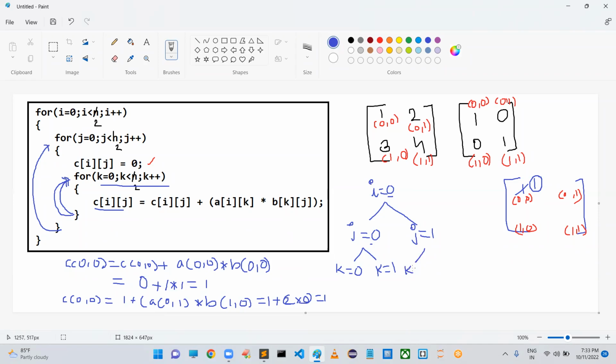What is the first time? K is equal to 0. Now calculate C of 0, 1, is equal to the initial value 0 plus A of i, where i value is 0, K value is 0, into B of k j, K value is 0, J value is 1. So result will become 0 plus A of 0, 0, which is nothing but 1, into B of 1, 0. B of 1, 0 means what?